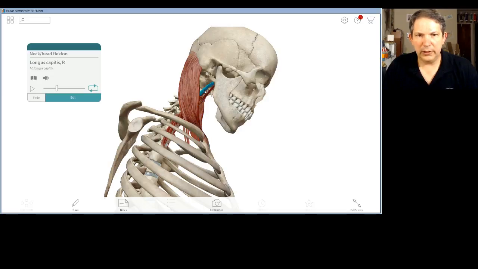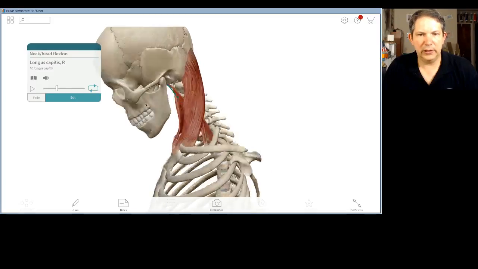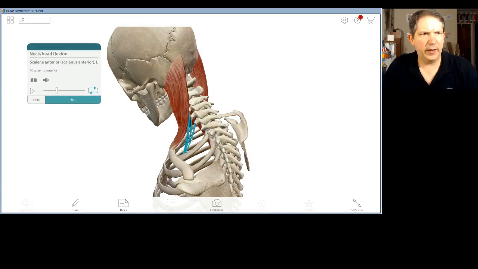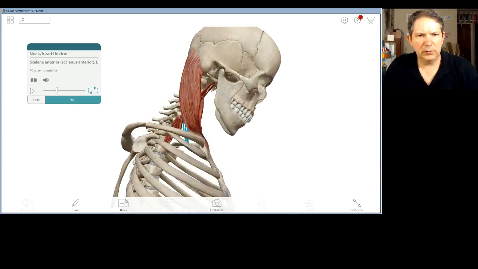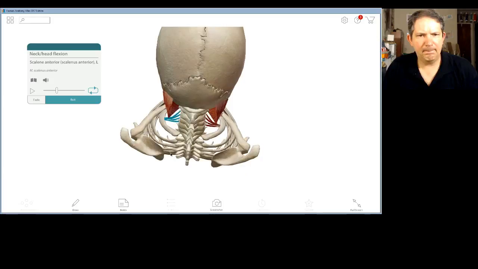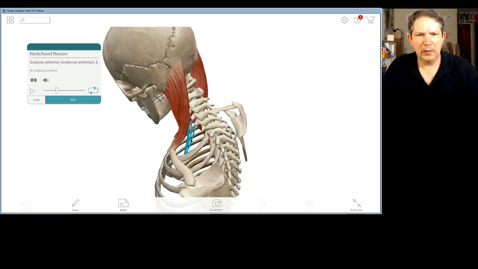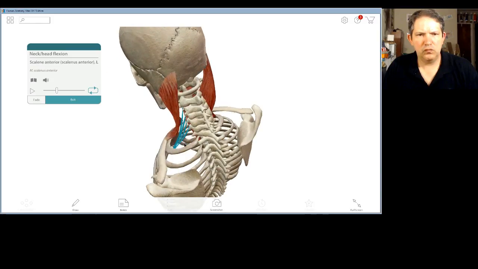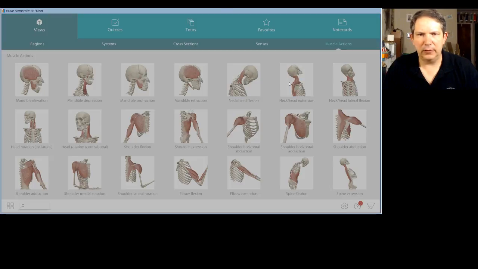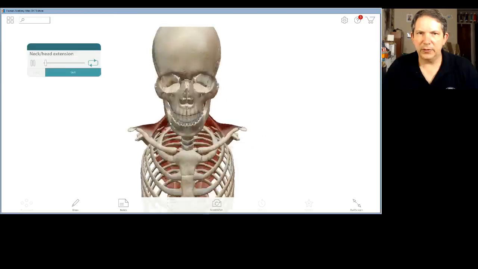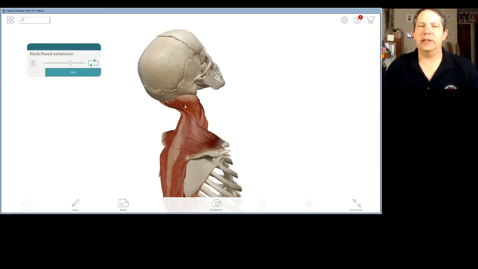There are other muscles, not surprising, and they're deeper muscles, and we're not going to discuss them. This one's kind of fun, the scalene, the anterior scalene muscles. I just think it's kind of a cool shape, but that's flexion. Extension.